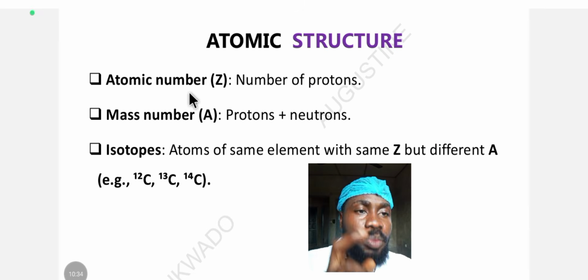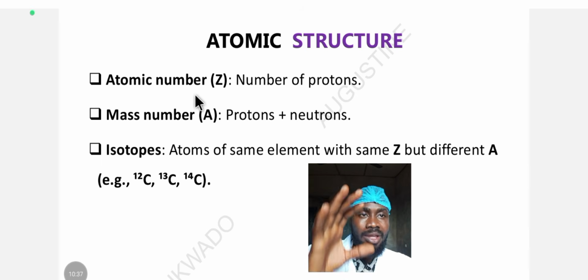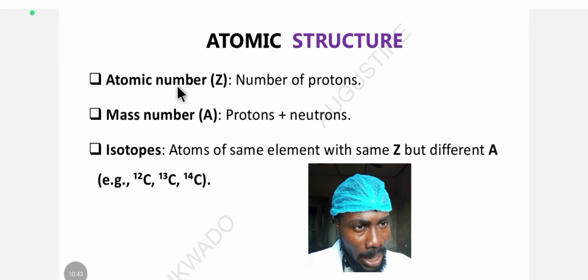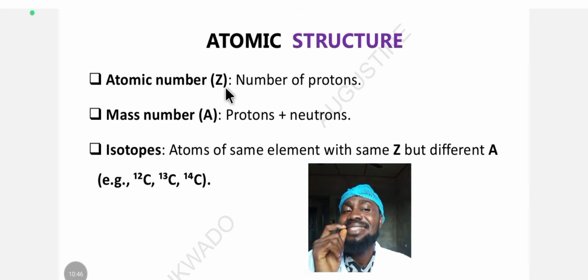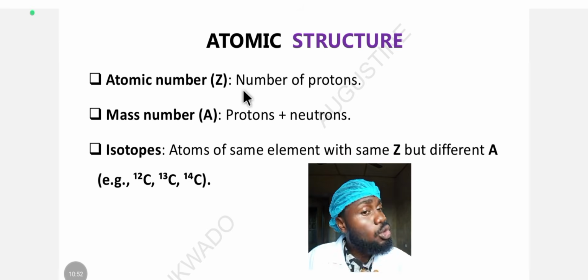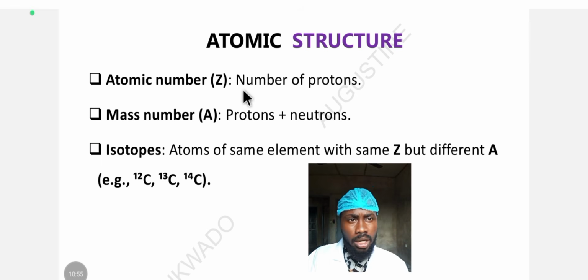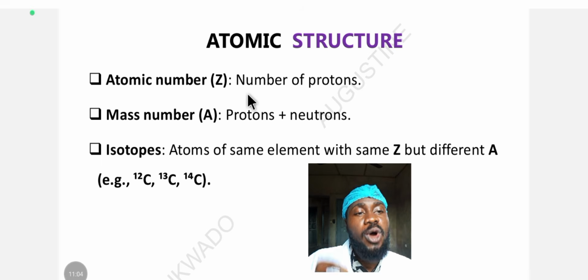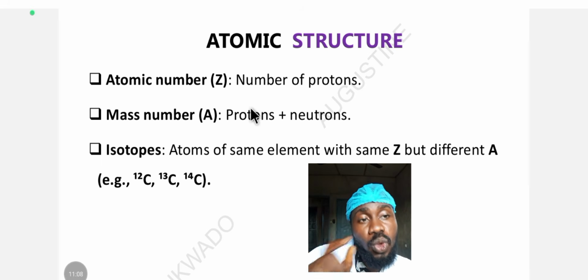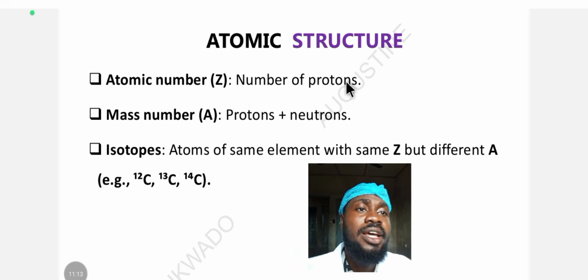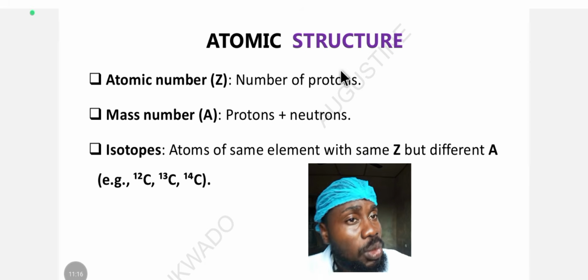The first concept we have under atomic structure, because JAMB wants us to understand these concepts one after the other, is atomic number, and it is represented by the capital letter Z. And what is atomic number? The synonym for atomic number is the number of protons. Rutherford also talked about protons that are found in the nucleus. So the number of protons is the atomic number. That's the synonym for atomic number.